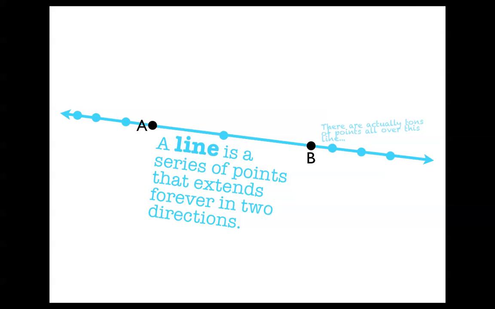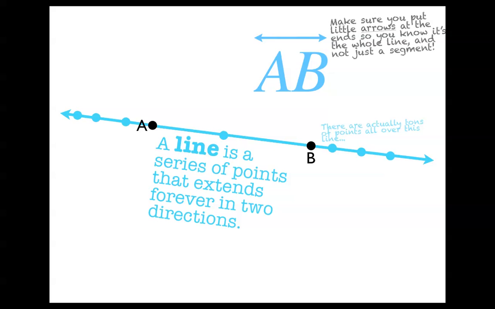And there are actually tons of points all over this line because we could keep on marking them all over the place. You write the name of a line... Oh yeah, this kind of just makes sense, right? You still use two of the letters for two of the points, and you just put a little line symbol up on the top there.